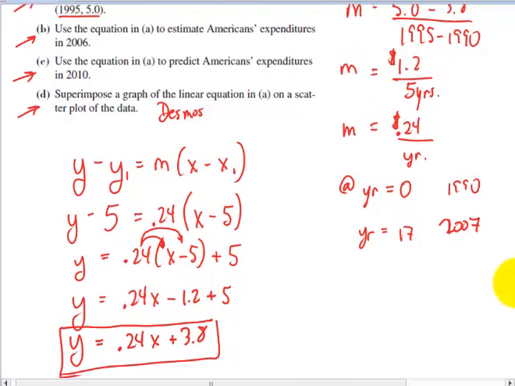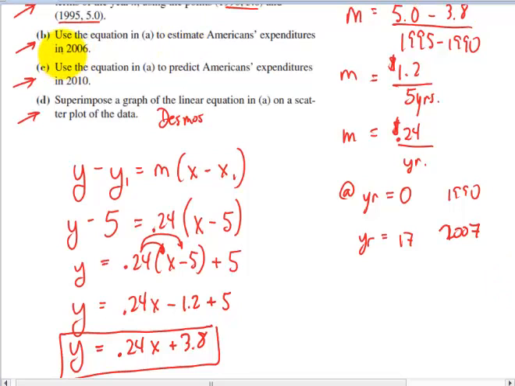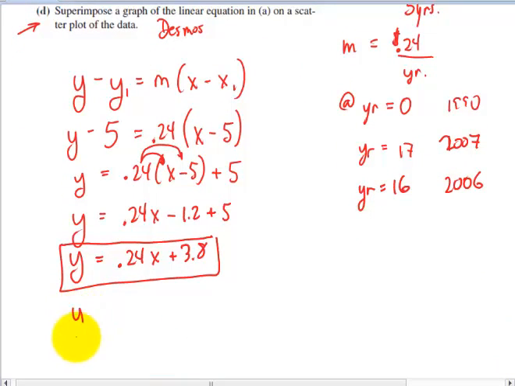Part B. Use the equation to estimate expenditures in 2006. So 2006 means that the year is equal to 6. Oh, not 6, I'm sorry. That would be 16. If it was 1996, it would be 6. So all we have to do is plug in 16 for x in 0.24x plus 3.8, and we'll find out in trillions of dollars how much was spent.